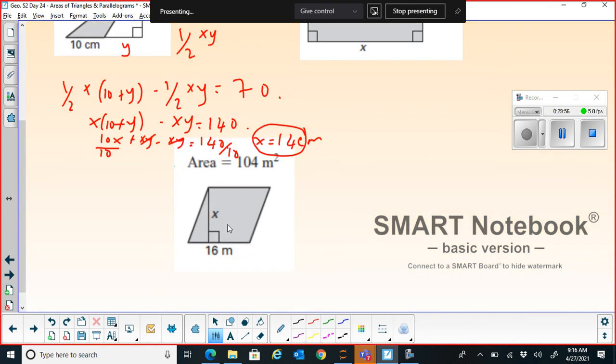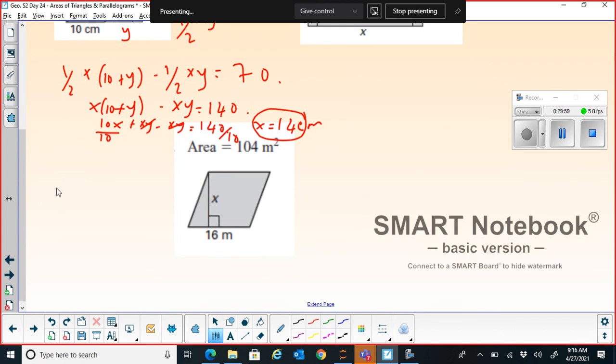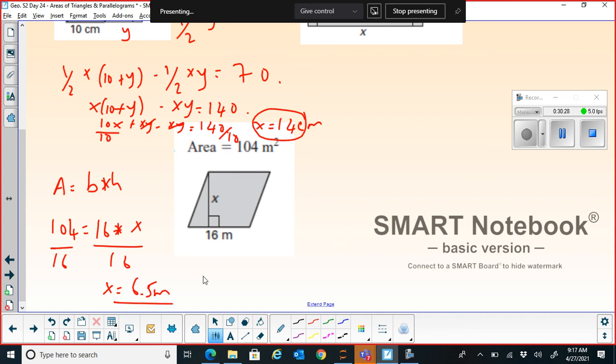Let me do this one also. Area is base times height. So here, this is a parallelogram, so I have 104 equals base was 16 meters and height was given to us as x. Dividing by 16 on both sides, I get 104 divided by 16, which is nothing but 6.5 meters. Okay, let's move on to the next.